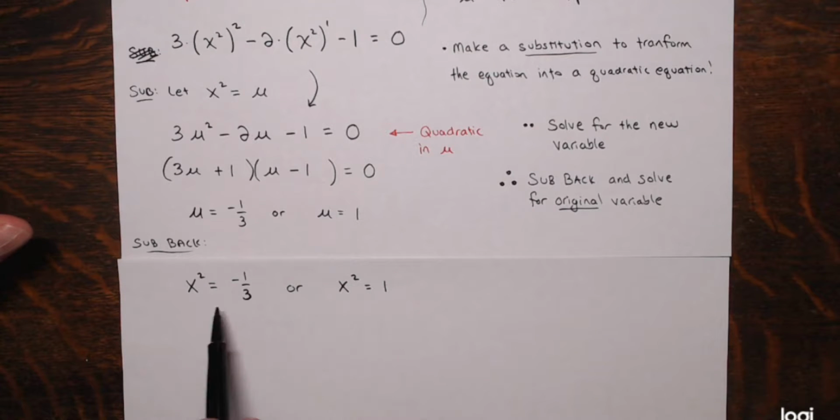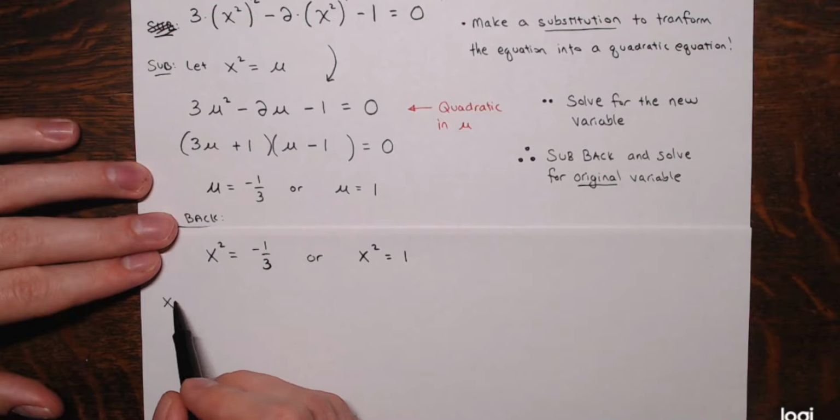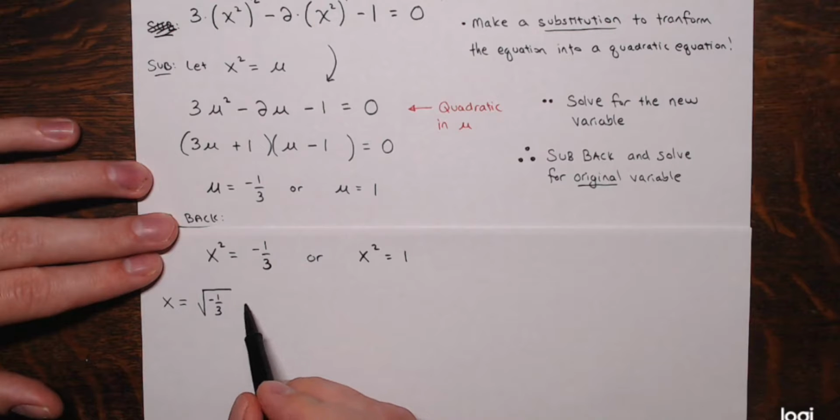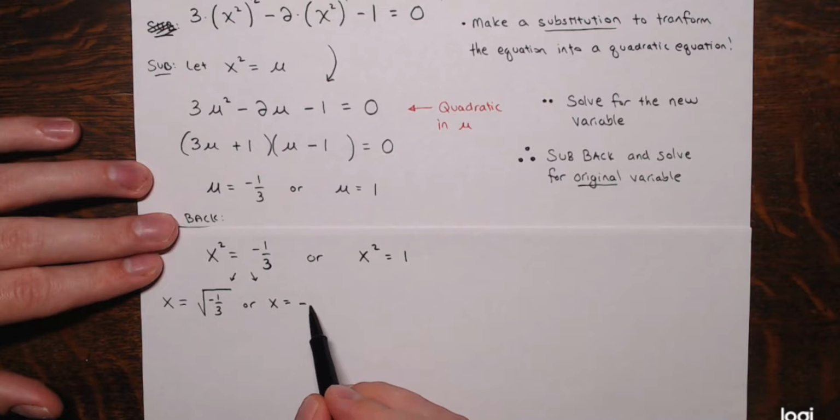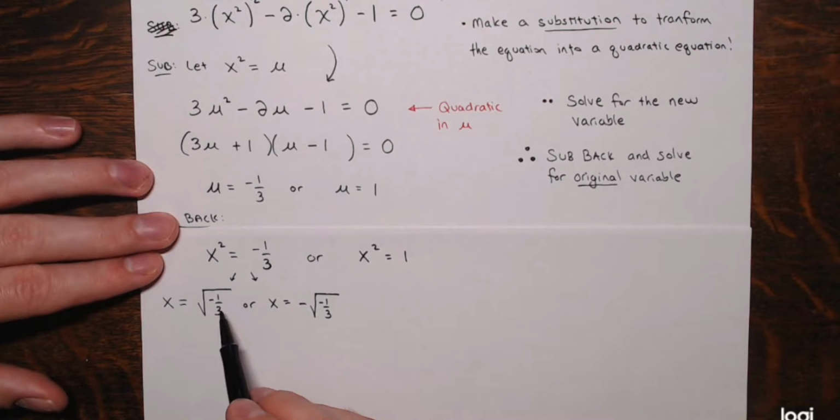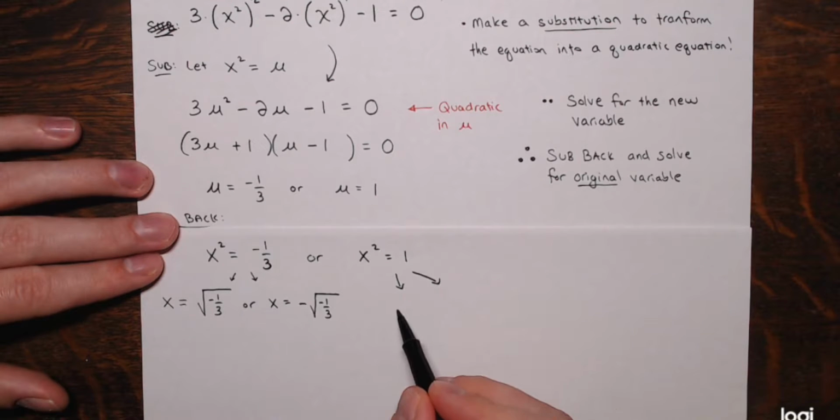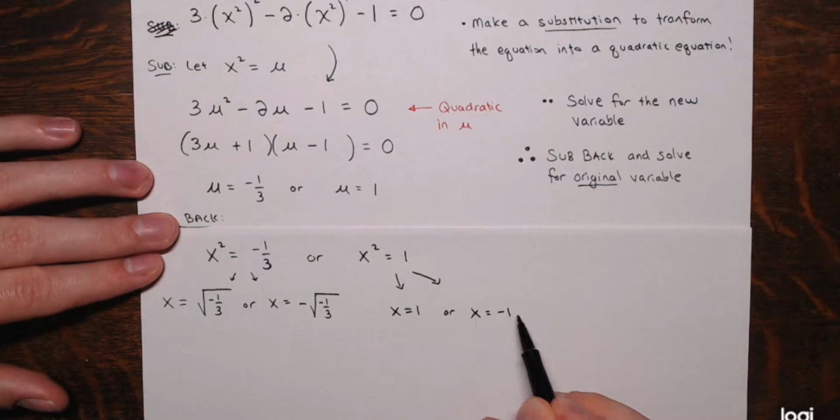Now in both of these I can apply the square root property. So in this first one we get x equals either the principal square root of negative 1/3, or x equals the opposite of the principal square root of negative 1/3. And these are going to give me an imaginary solution. Remember, the square root of a negative number is not real, it's imaginary. And then this one here, we'd get x equals 1 or negative 1. The square root of 1 is 1, and the opposite of that is negative 1.